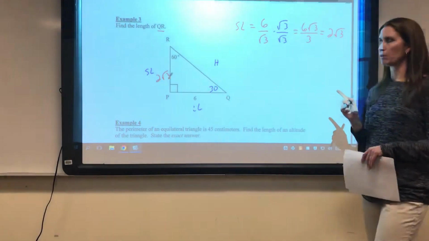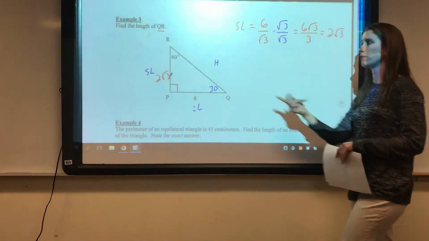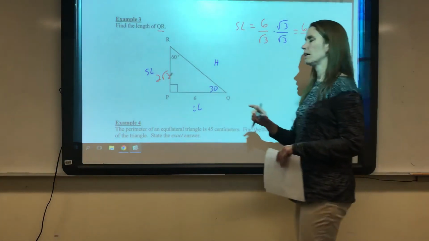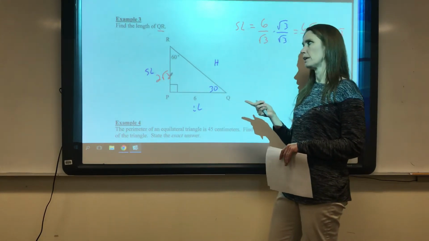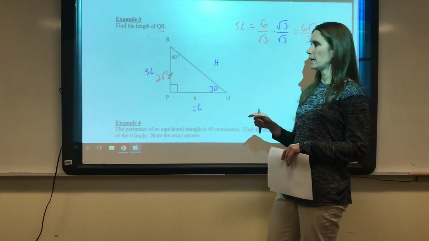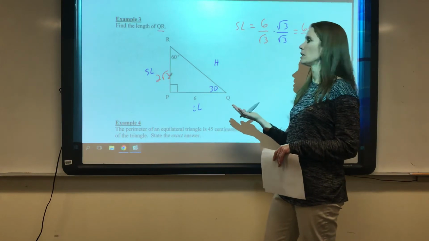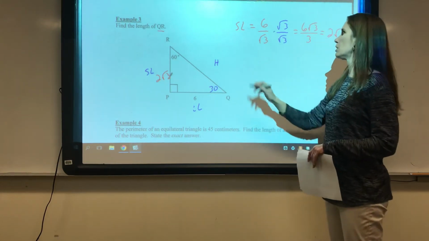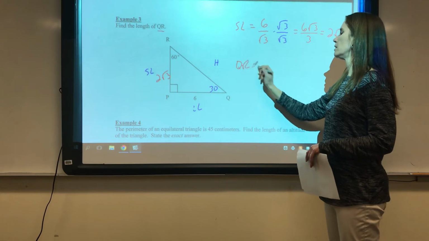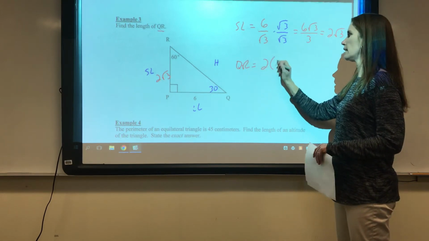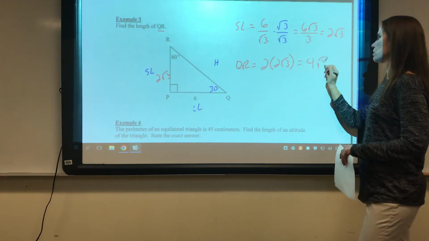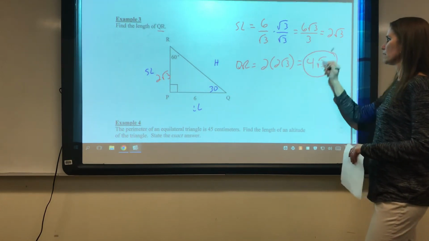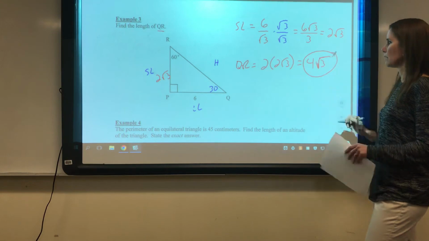But that's not what the question is asking for. The question is asking for QR. So again, I have to think from short leg to hypotenuse, do I multiply or divide? Oh yeah, I multiply. What do I multiply by is 2. That's the relationship. So to get what QR is, I can go 2 times 2 square root of 3, and that gives me 4 square root of 3. And that's the answer that they were looking for here.